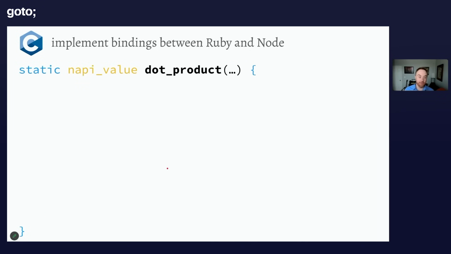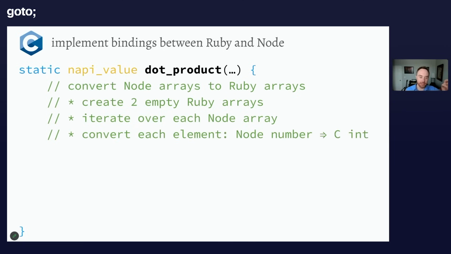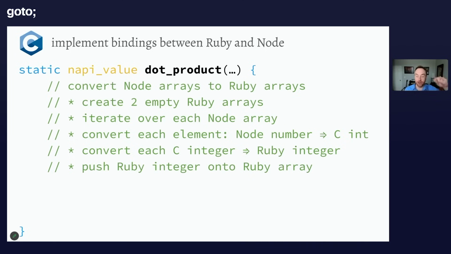Okay, so zooming out, we have this function here, which is going to be compiled into something that Node.js can import directly, but it's implemented in C. What it does is first convert the Node arrays to Ruby arrays, which is a several-step process. First, we saw creating the two empty Ruby arrays. The part that I left out is that next we would need to iterate over each of the Node arrays that we got in as arguments, and convert each of those elements one at a time using that same C intermediary dance: go from a Node number to a C int, take the C int and turn it into a Ruby int, then finally push that Ruby integer onto the Ruby array.